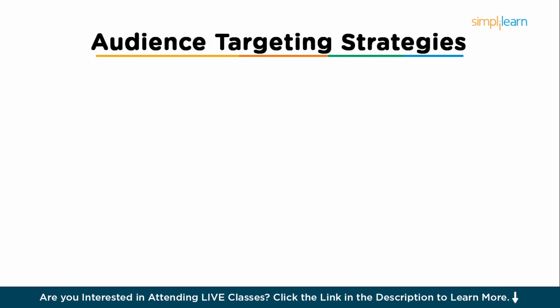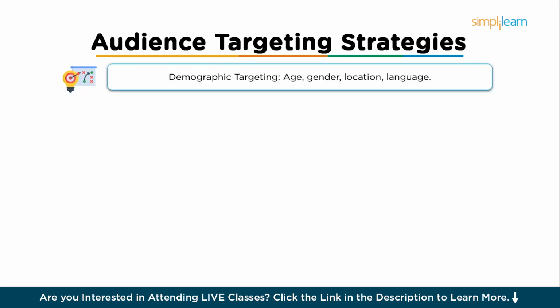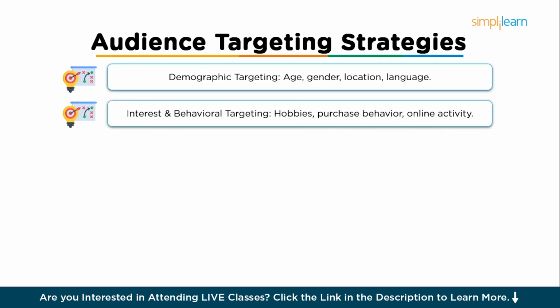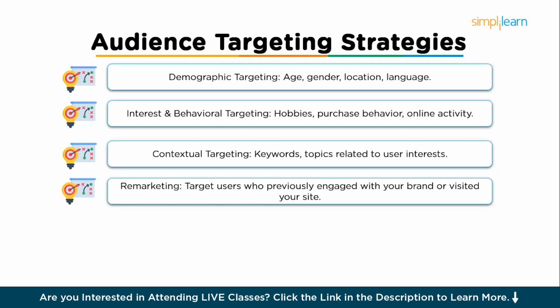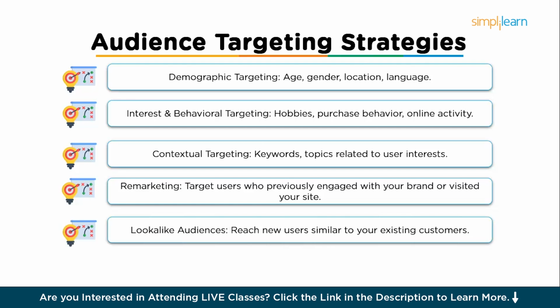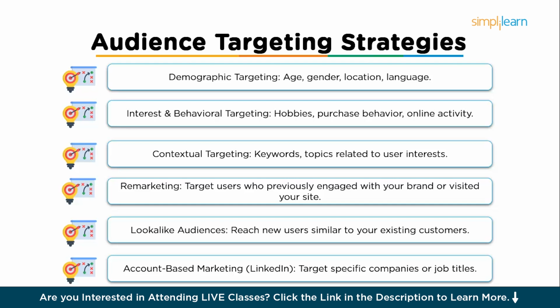Now let's see what are audience targeting strategies. Categories are age, gender, location, language. Then comes interest and behavioral targeting, which covers hobbies, purchase behavior, and online activity. Then comes contextual targeting, which covers keywords, topics related to user interest. Then remarketing, target users who previously engaged with your brand or visited your website. Then comes lookalike audience, reach new users similar to your existing customers. Then comes account based marketing, target specific companies or job titles like LinkedIn does.